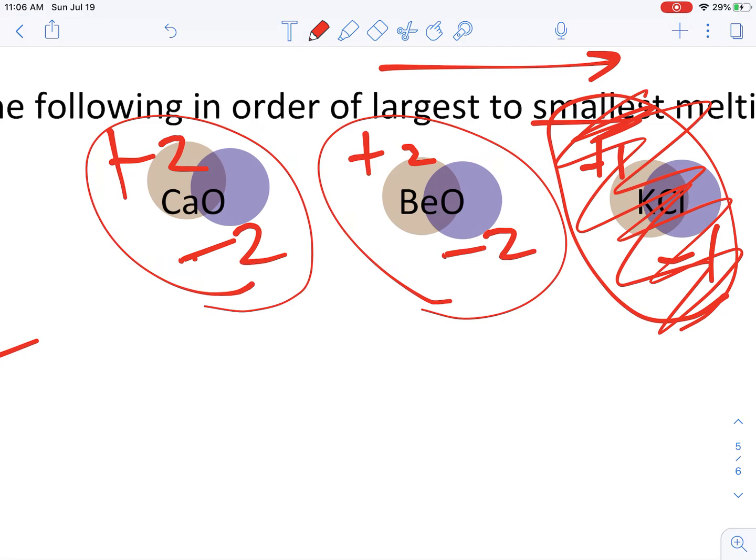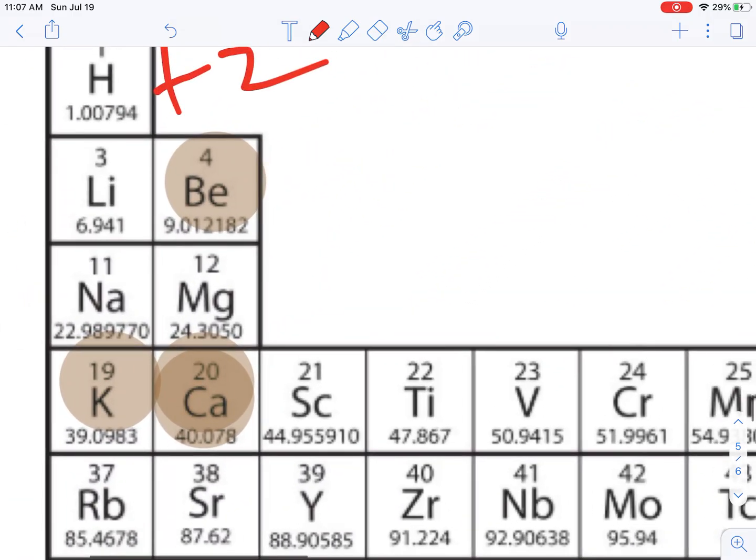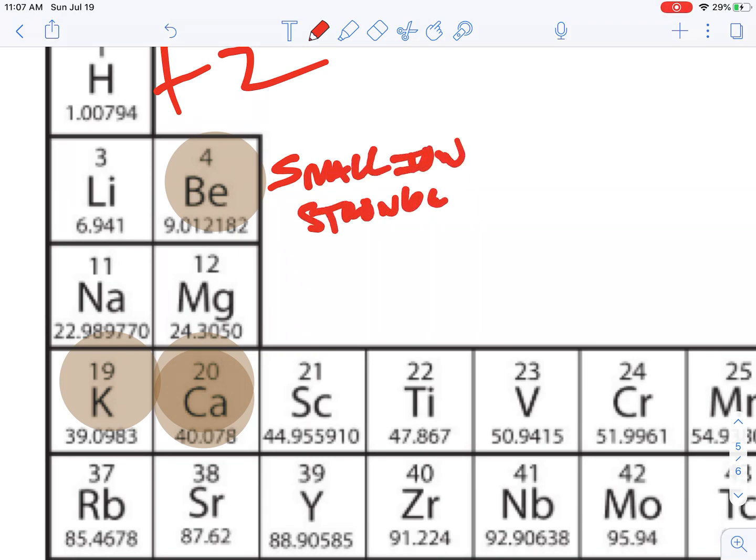So now what we have to do is compare their sizes. Well, the oxygen is the same in both of these examples, so I'm going to ignore that. So really what we're doing is comparing calcium and beryllium. So here they are, calcium and beryllium. This guy here is a small ion, and so it should be the strongest. This guy here is a large ion, and it should be the weakest.